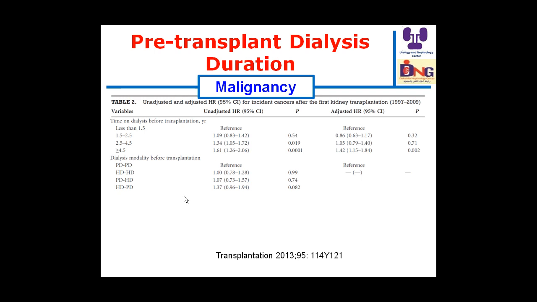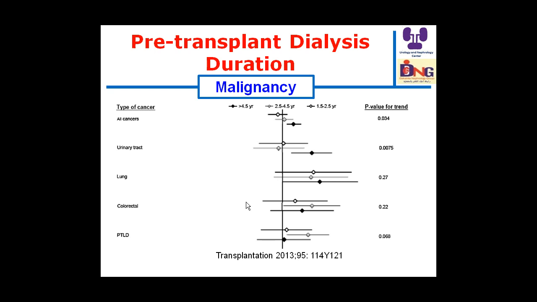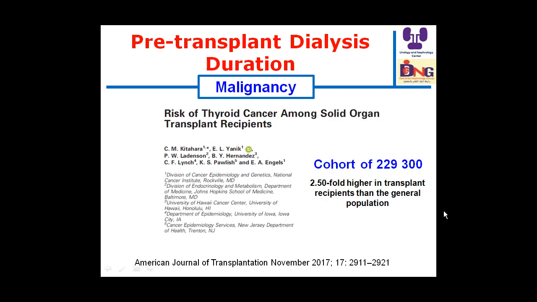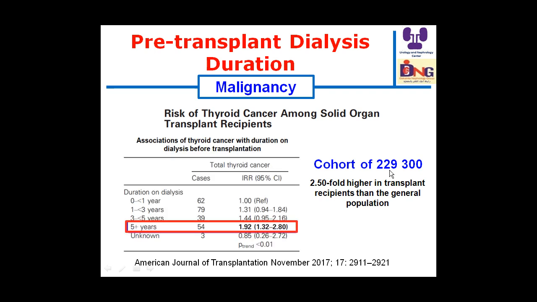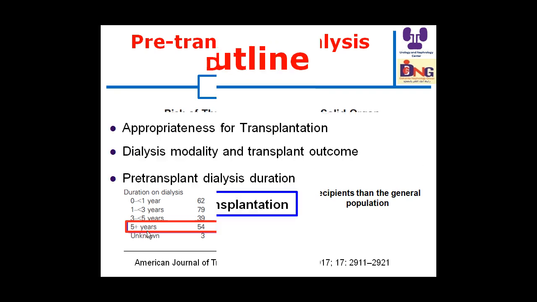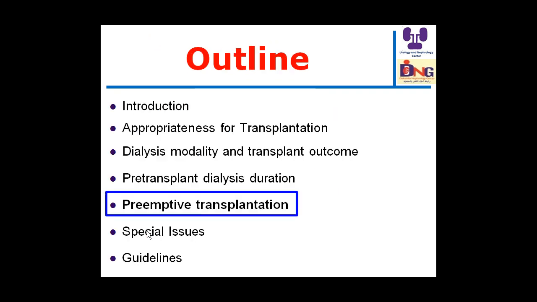And it seems that dialysis modality doesn't affect this issue. It is the dialysis duration. So the more prolonged the dialysis duration, the higher the risk of urinary cancer, lung cancer, and other solid organ malignancy. Regarding thyroid, this is a very important cohort because it included 229,000 patients. Thyroid cancer occurred 2.5 times higher in transplant recipients, and the most important risk factor is doing dialysis for more than 5 years. So doing prolonged dialysis is bad for this issue.